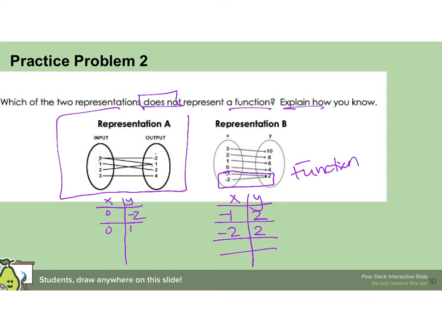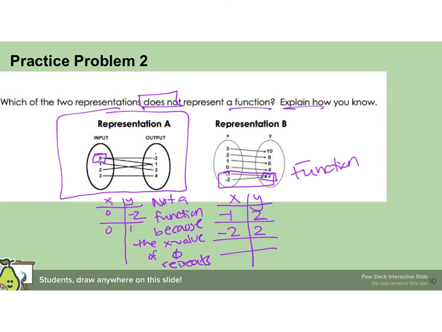So A, not a function. Why not? Because the x value of 0 repeats. So it looks weird when it's not in a table. So just to make sure, I always put it in a table. You can put all of it in a table or just the part that you're not sure about. So because you have 2 lines coming out of the 0, that means 0 repeats. This one, the 2 lines are coming out of the 2. So that's fine. So A is not a function.